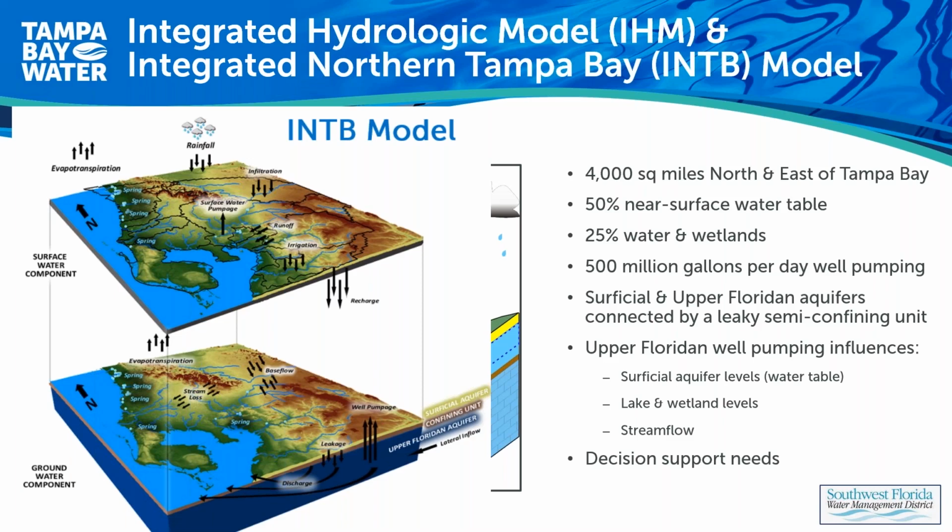Surficial and upper Floridan aquifers are well connected over most of the area by a leaky semi-confining unit, and because of that, surficial aquifer water levels, lake and wetland levels, and stream flow are influenced by pumping from the upper Floridan aquifer.